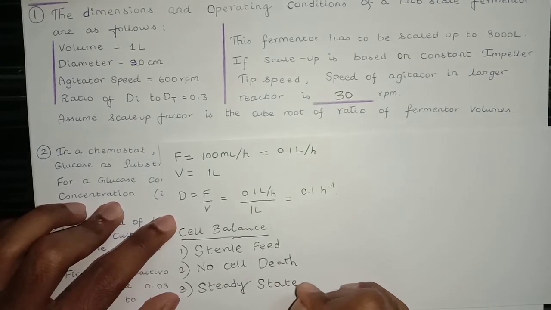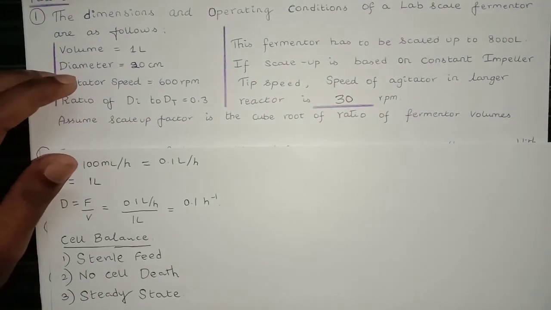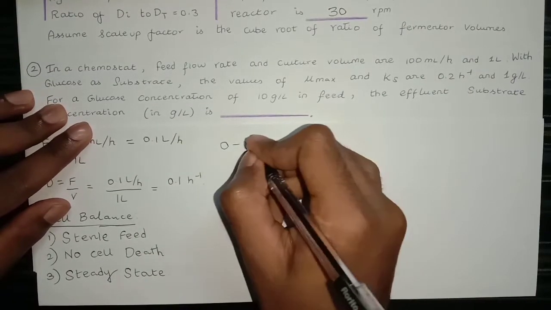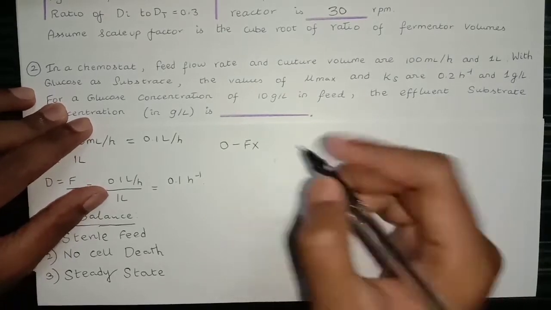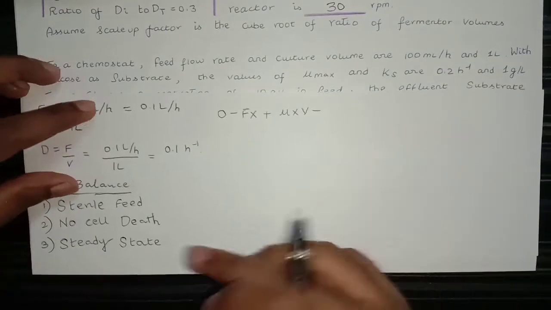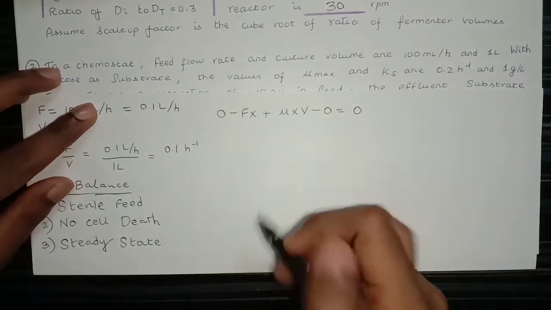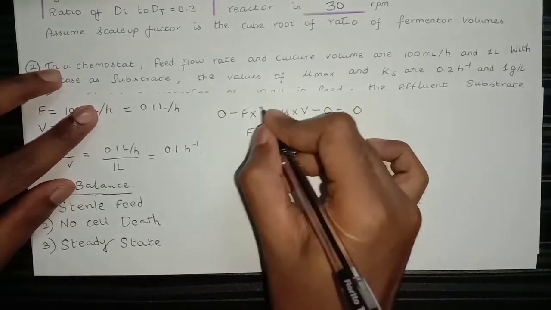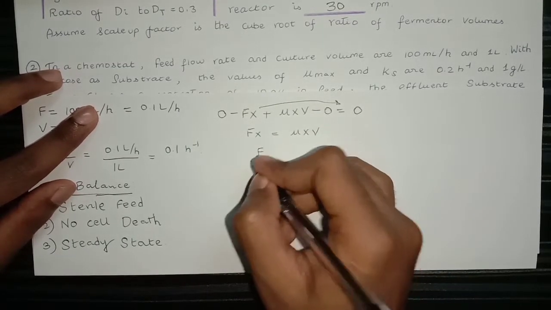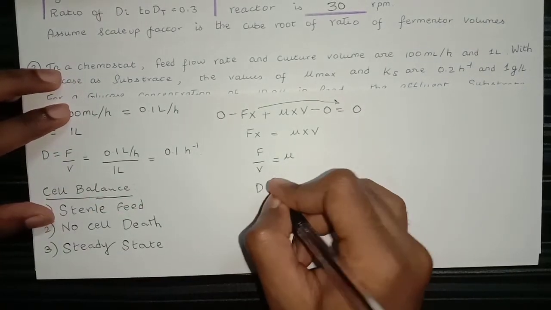At steady state, the cell balance becomes: sterile feed, so cells in are 0; cells out would be F times X; cells generated would be mu X V minus cell death, with no cell death assumed. The steady state assumption makes accumulation equal to 0. Therefore, F X equals mu X V, so F by V equals mu, but we have defined F by V as the dilution rate. Therefore, D is equal to mu.